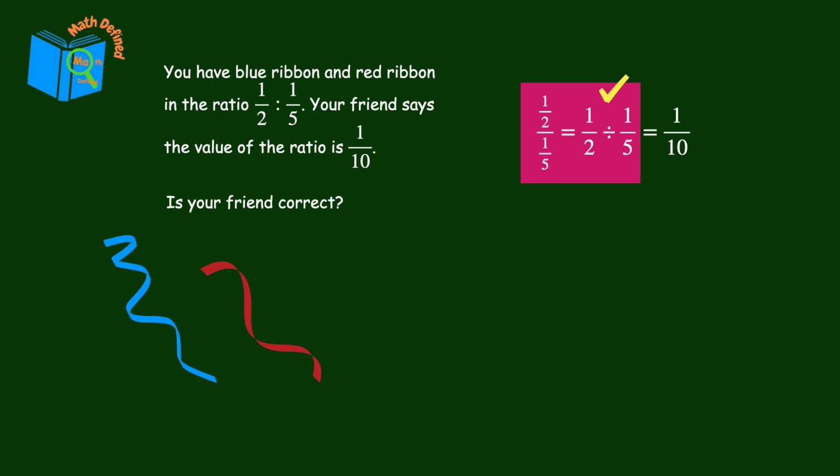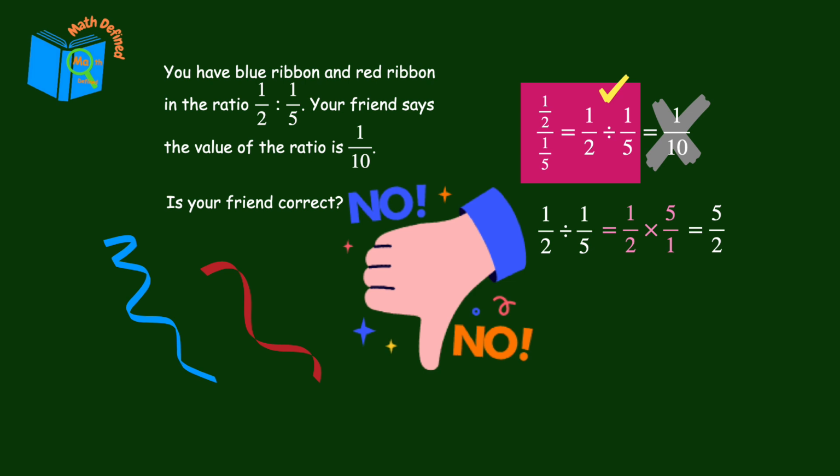Now let's check their calculations. 1/2 divided by 1/5. Remember, dividing fractions means multiplying by the reciprocal: 1/2 times 5/1. And multiplying 1/2 times 5/1 is 5/2, not 1/10. So your friend is not correct.